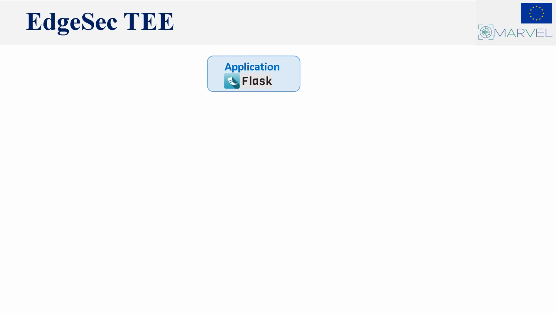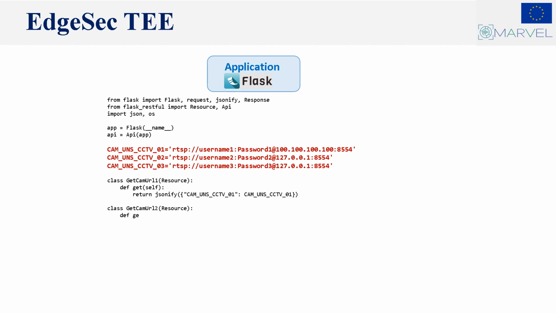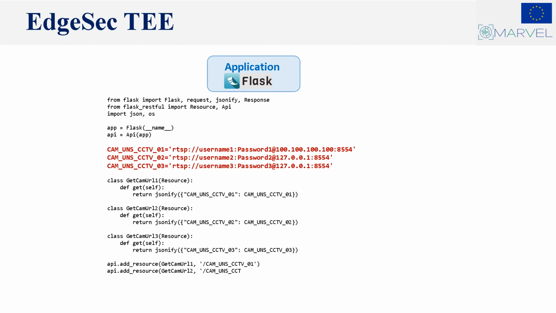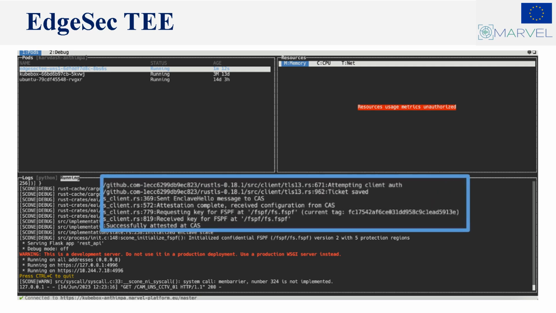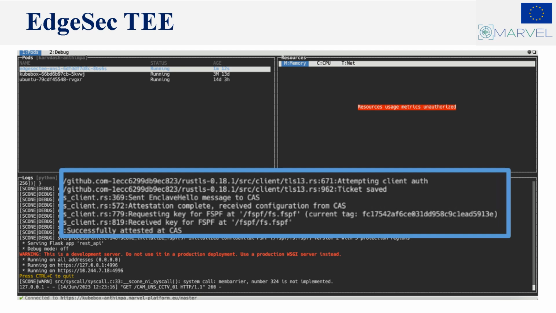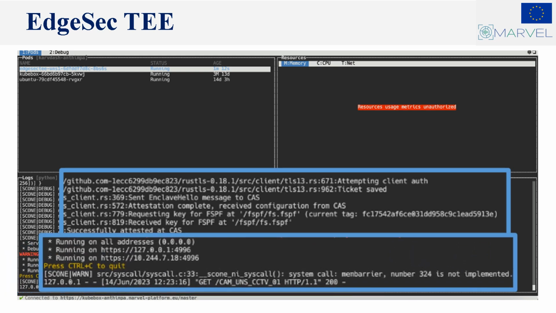Following the SCONE workflow, we initially implement the Flask application with the sensitive data of video streams to act as our native container. After the sconification process, we deploy the encrypted container within the Marvel framework. Upon running the encrypted container, the process of remote attestation with a remote CAS occurs. After the successful remote attestation with the remote CAS, the Flask application is ready to serve the sensitive data.